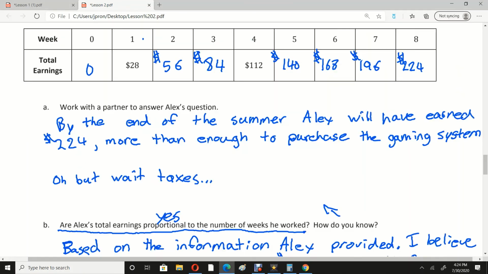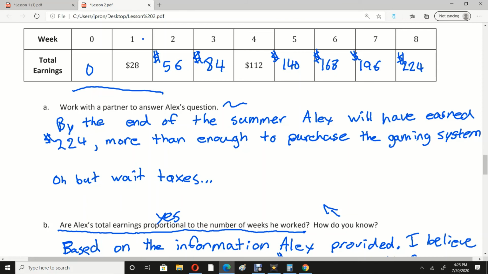Get to work. All right, so here you go. This is a completed version of the chart right here. You can take a look and check your work. And this is just one version of what a completed answer for this may look like. Remember, just check your rubric. Express complete thoughts. My answer was, by the end of the summer, Alex will have earned $224, which is more than enough to purchase the gaming system.